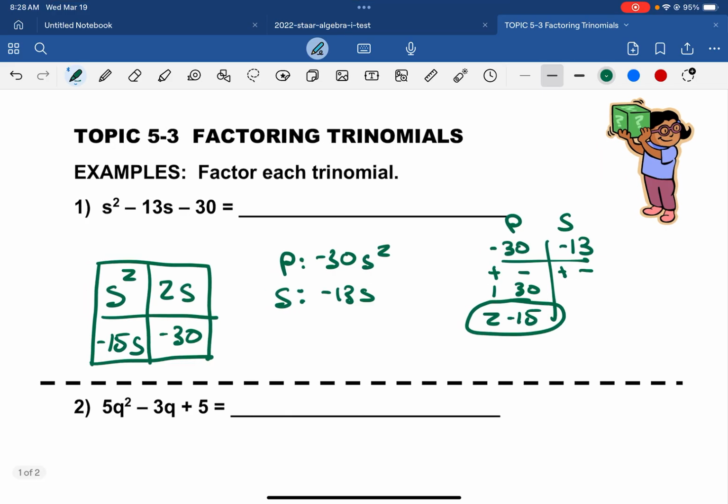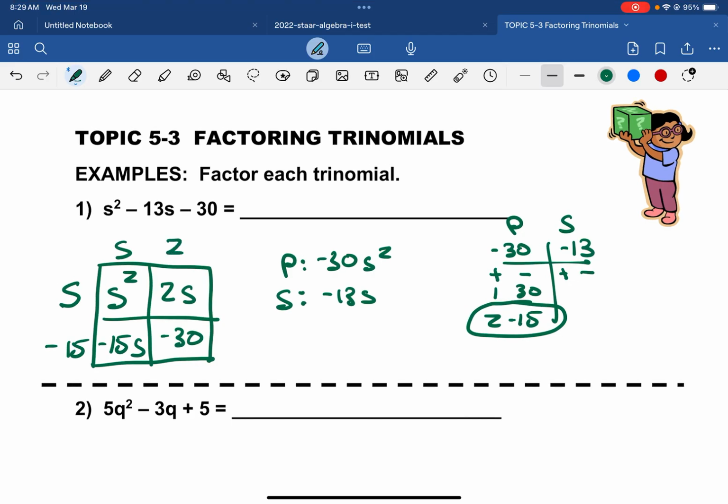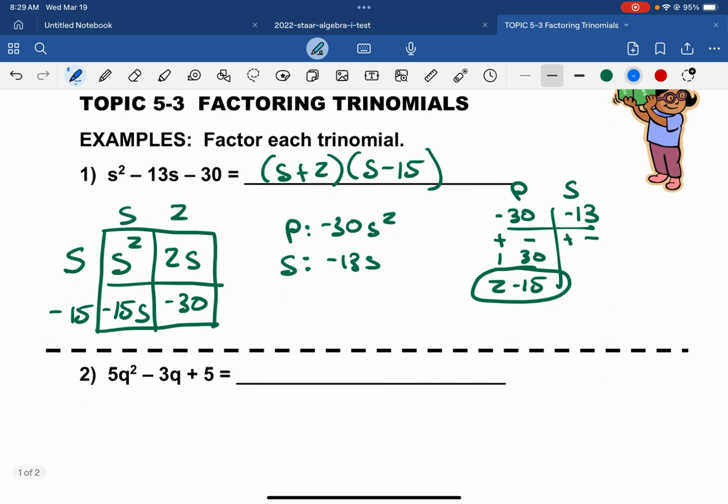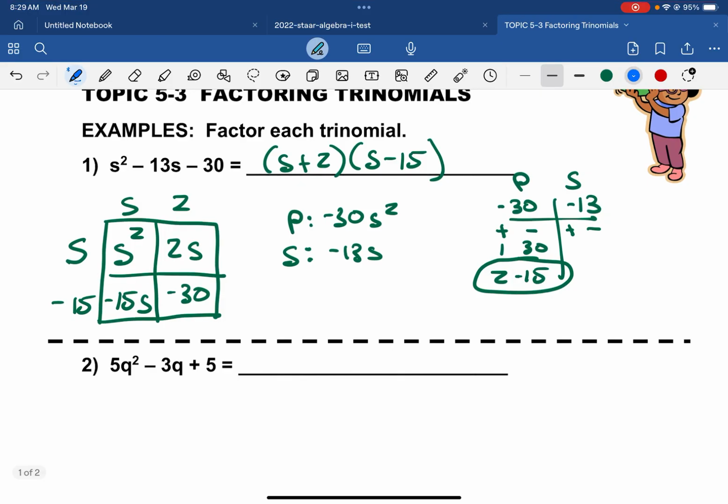So fill the box, factor the box. Well, greatest common factor of each row, each column. So this is s. This would be a negative 15. This would be s, and this would be 2. So my factors are s plus 2 and s minus 15. Fill the box, factor the box, and we get our factors.